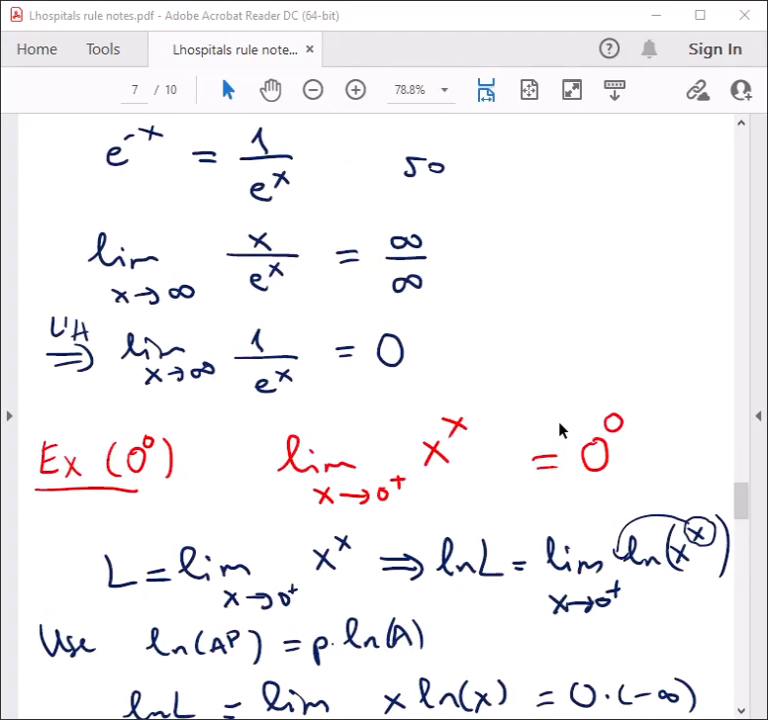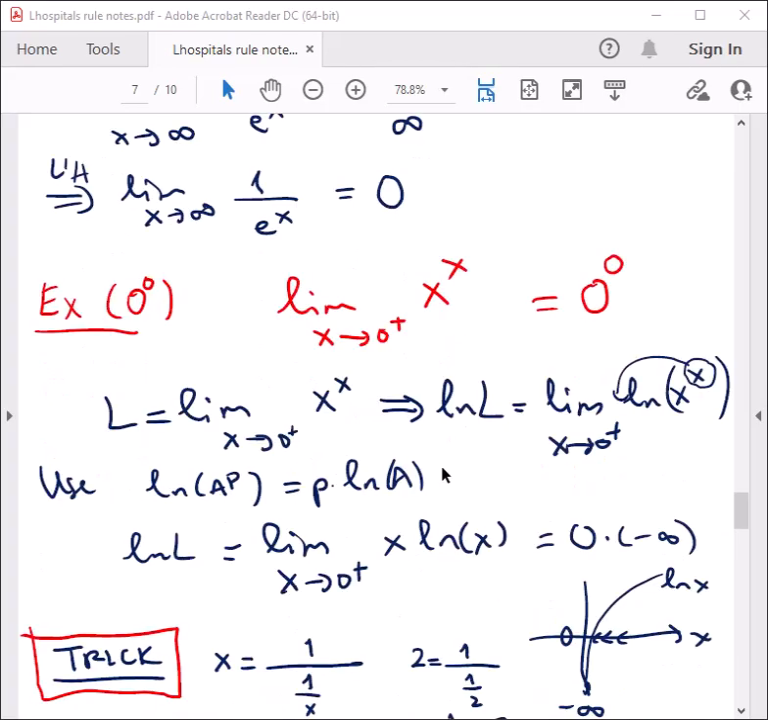Now, exponential indeterminate forms. Let's start with 0 to the 0. And let's have the limit of this function x to the x when x goes to 0 from the right. So x gets positively very, very small. That means, when we let that happen, we are going to have 0 to the 0, which is an indeterminate form. So what do we do?